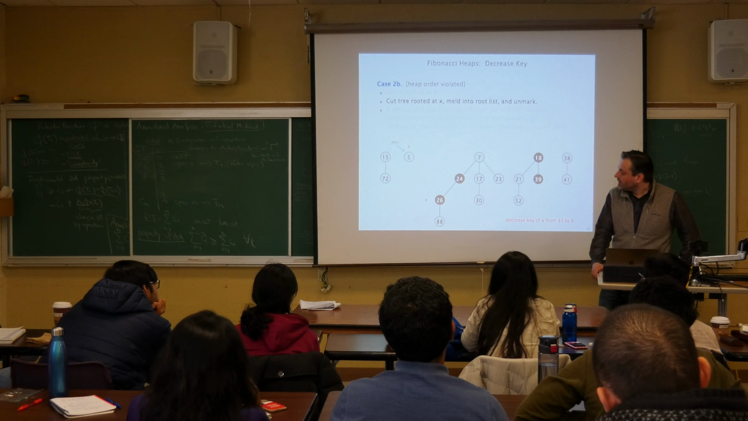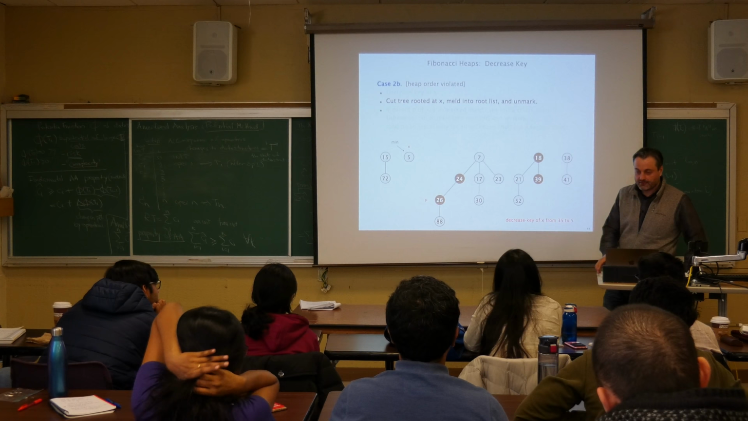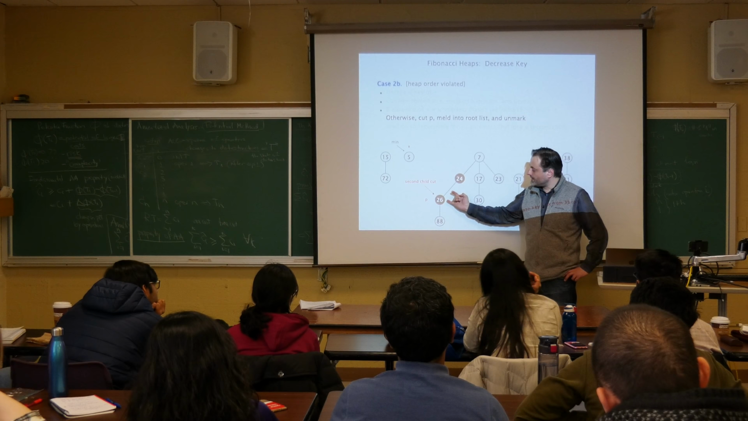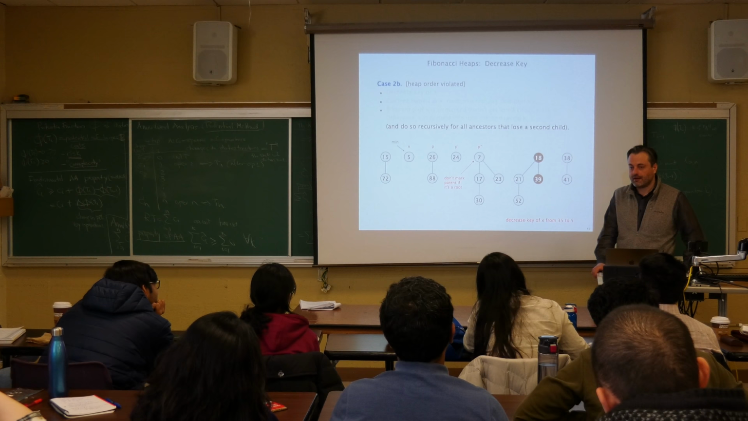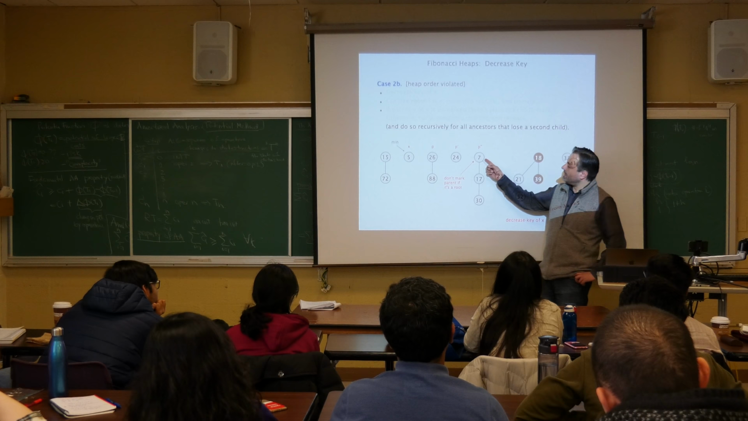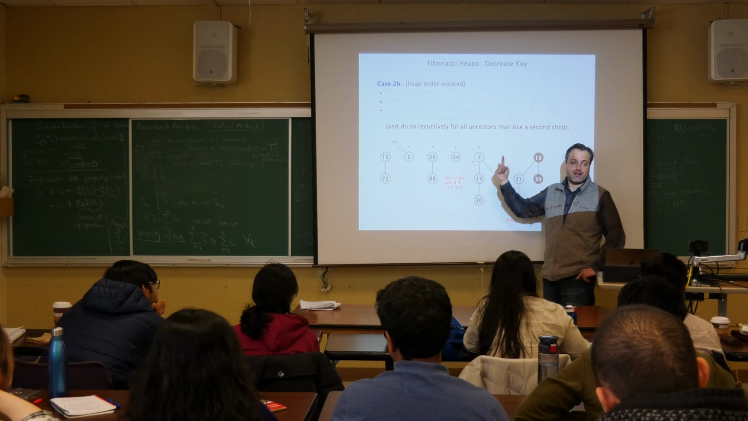So again, I cut the 5, I put it on the main list. If I have black at this parent, I have to cut this part too. And then, so what happened here? I further cut the blacks into the main list, and I do not color the parents. So the main roots never get colored black.